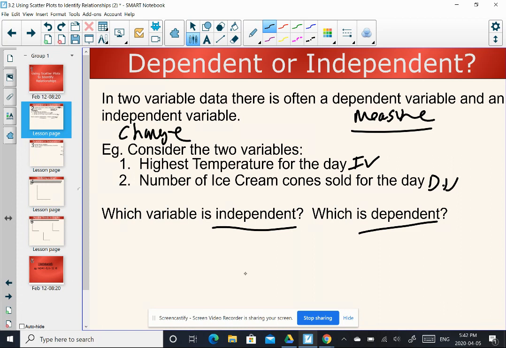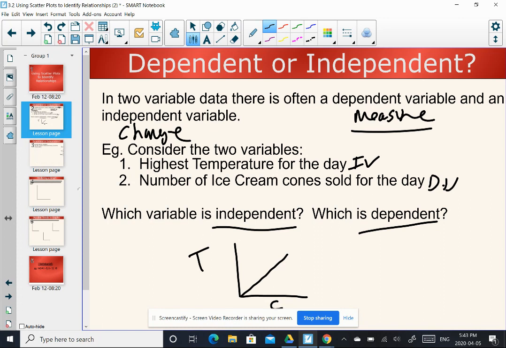So you might expect, if we were to graph that and we had that temperature on the y-axis and the number of ice cream cones on the x-axis, that as the temperature increased, so would the number of ice cream cones sold. I don't know if it would be linear or parabolic or whatever, but you would expect higher temperatures would result in more ice cream sales.